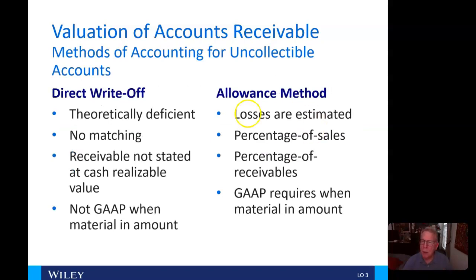The direct write-off method is theoretically deficient because we're not matching our write-off with our revenues. So receivables are not stated at the cash realizable value. And it's not GAAP when material in amount.